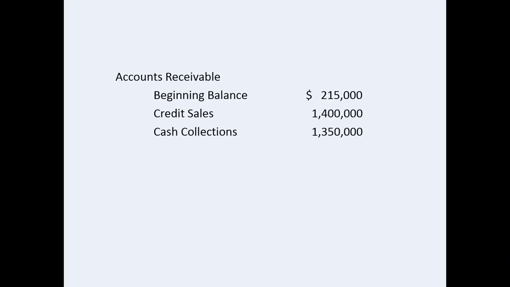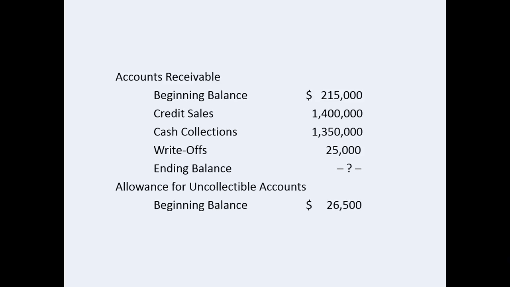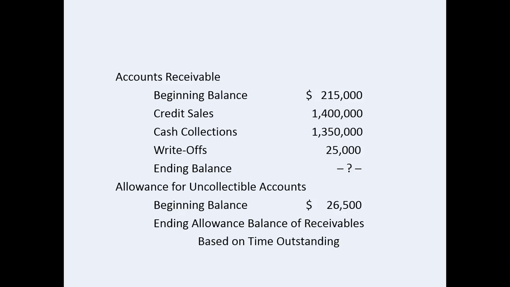Now, of course, you will have a beginning balance with accounts receivable. So we're going to look at this example using these numbers. You have a beginning balance, credit sales, cash collections, write-offs. You don't know your ending balance, but certainly you could solve for it. And then you're also given a beginning balance for the allowance account. And the ending allowance balance of receivable is what is going to be based on time outstanding. That's how you're going to break it out.